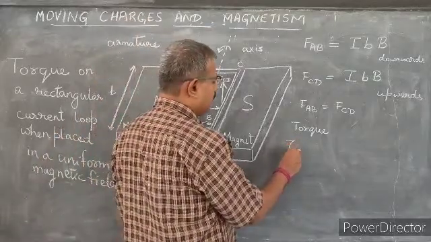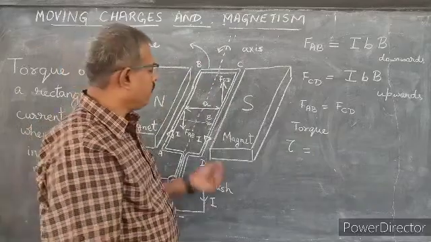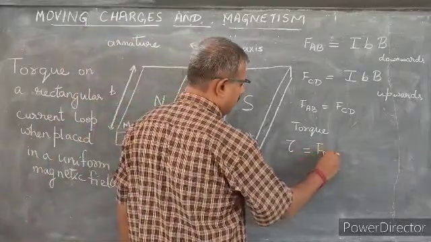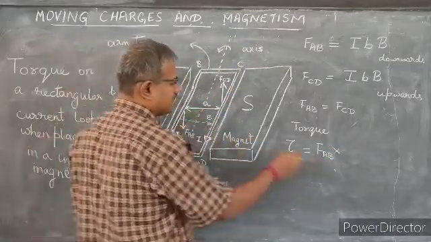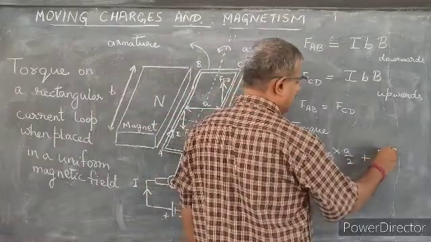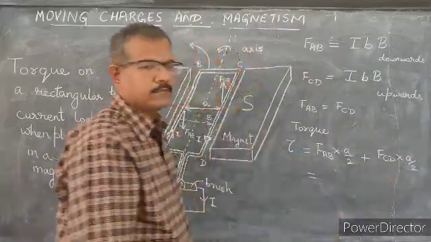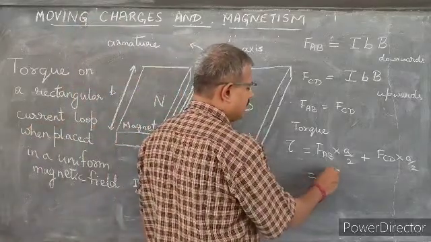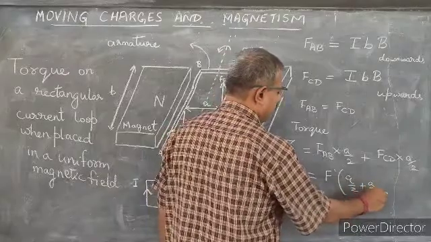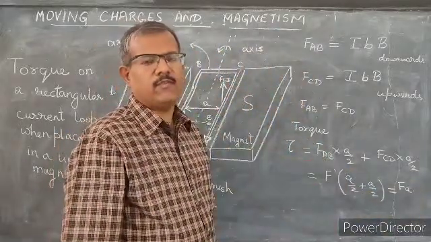So if I want to calculate the torque, remember it was represented by the letter tau. So the torque is given by the force multiplied by the perpendicular distance from the axis. So FAB into its distance from the axis, which is a by 2. Similarly, the other torque, if I add it up, is FCD into a by 2. Now FAB and FCD are the same forces, so I'll just represent it with capital F. So F, if I take the common factor out, it's a by 2 plus a by 2, which gives me Fa. So torque is given by F into a.